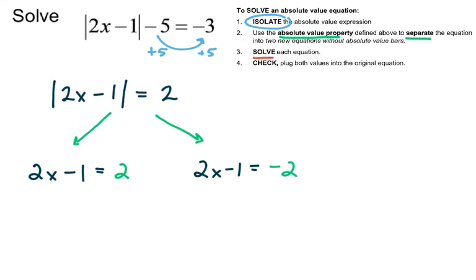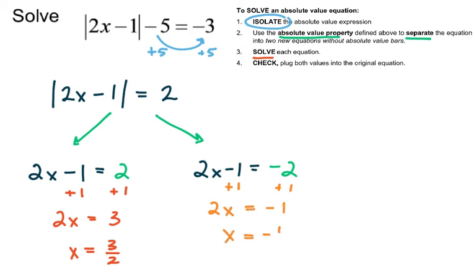Now I have two linear equations. I can solve each of these. So over here I'll add 1. That gives me 2x equals 3, and divide on both sides by 2. I have x equals 3 halves. Solving the other equation, again, I will do the same. I'll add 1. That is 2x equals negative 1, and divide by 2. I have x equals negative 1 half. I have two solutions that check: x equals positive 3 halves or negative 1 half.